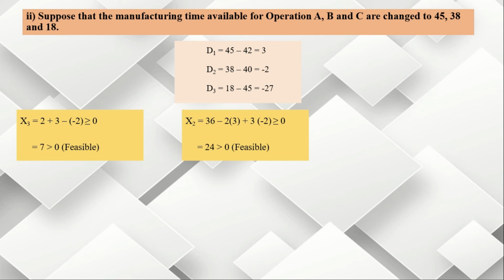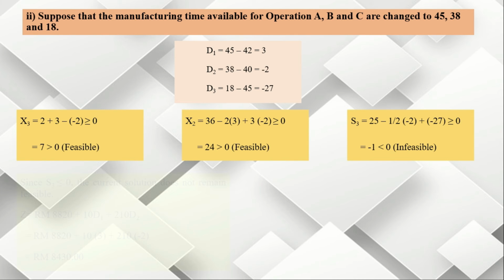Then x2 equals 36 minus 2 times 3 plus 3 times negative 2, which is more than or equal to 0. So x2 equals 24, which is more than 0, so x2 is feasible. Then x3 equals 25 minus 1 over 2 times negative 2 plus negative 27, which should be more than or equal to 0. And the value of x3 equals negative 1, which is less than 0.